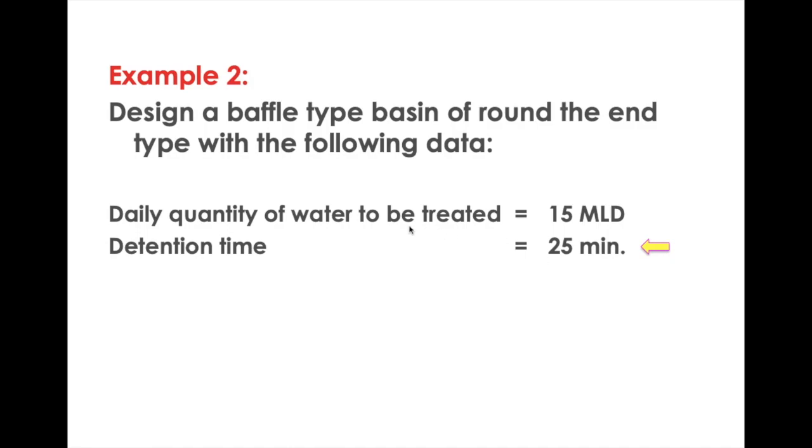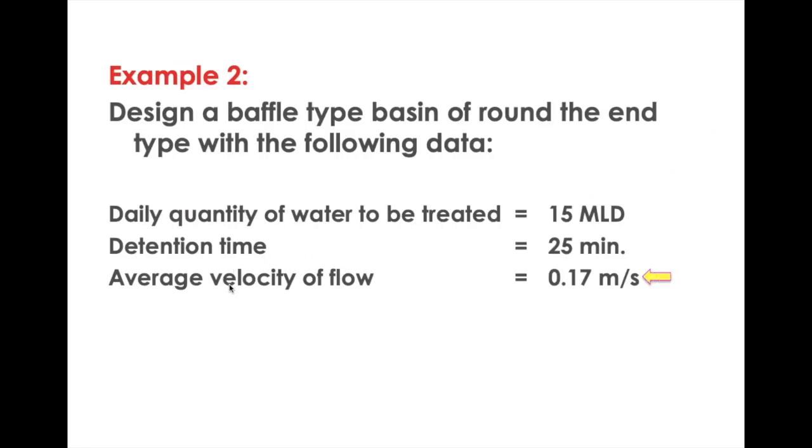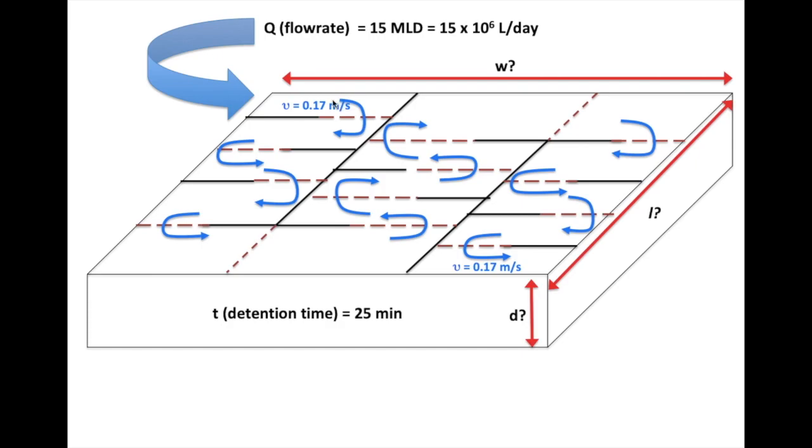The next data given is the detention time, which is 25 minutes. So we know that the water will stay in this hydraulic tank for 25 minutes. What about the velocity of the flow? It is given here as 0.17 meter per second. Therefore, the speed of water traveling in the hydraulic flocculator tank is 0.17 meter per second.